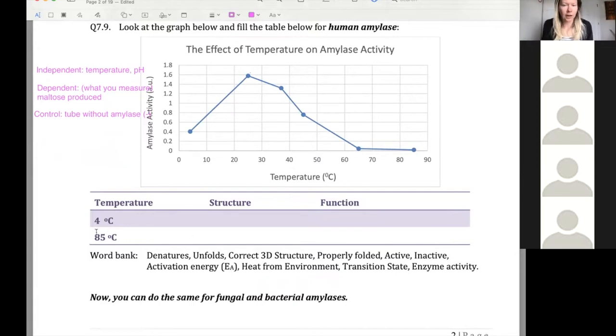So let's start with the higher temperature, 85 degrees Celsius, all the way at the right end of the graph. What can we say about the function of this enzyme? Is it active or inactive? Inactive. Yes, definitely inactive because it's basically at the zero point on the activity scale. And what can we say about its structure?